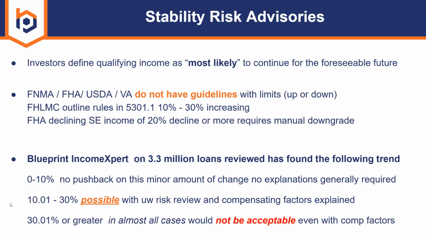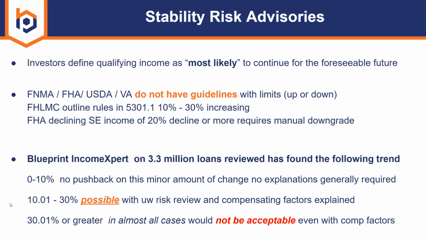So, Blueprint IncomeXpert, on over 3.3 million loans reviewed, which is more than 8 million types of income because each loan has more than one income on average, has found the following trend. 0 to 10% typically gets no pushback on this minor amount of change, up or down. Now, we found that 10.01 to 30% is possible, and the closer you get to that 30% becomes the more not acceptable, but it requires underwriting risk review and compensating factors explained.